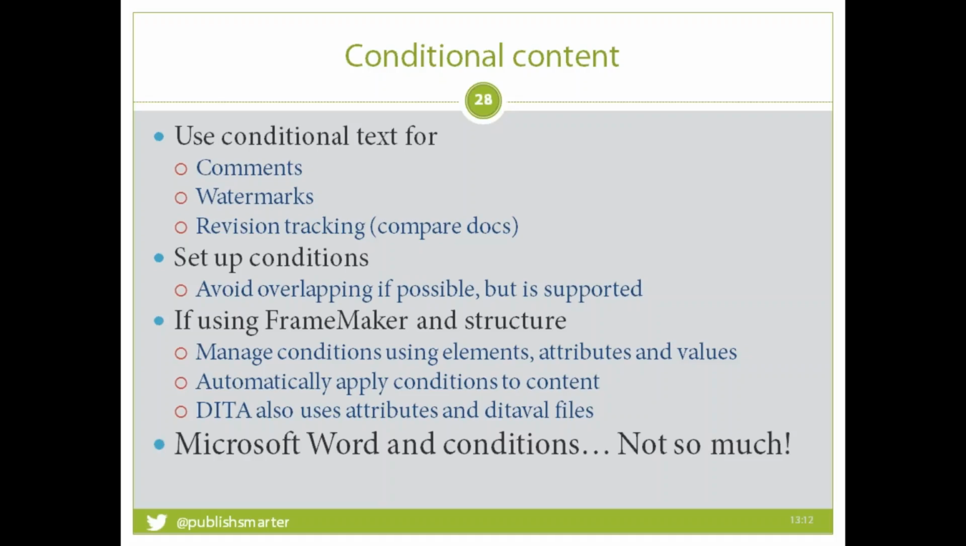Conditional content allows you to go through and take markup content and say, this is a comment by the writer, or here is a watermark like draft, or revision tracking and comparing documents, and Word lets you do this type of stuff. If you set up conditions, though, you want to try to avoid an overlap. So what you might do is create something in FrameMaker, because it has this feature built right into it, so that you can go in and configure your content and identify this paragraph is conditional for a given audience. And you can do that in structure with elements and attributes and values.